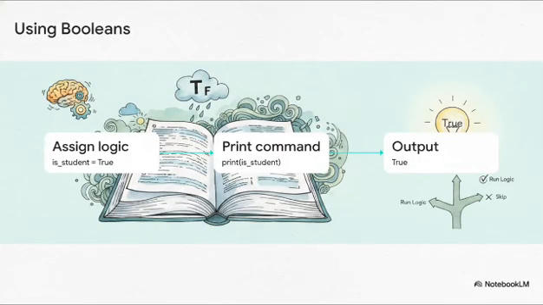Let's look at how we actually store these logical facts. Step 1, we assign a logical state to our variable. We write is_student equals True. You could also write something like is_raining equals False. Step 2, we give the print is_student command. And in step 3, Python prints that exact logical state, True. As you progress in your AI engineering journey, your programs are going to rely heavily on these true or false containers to decide whether to run a specific piece of logic or just skip it entirely.